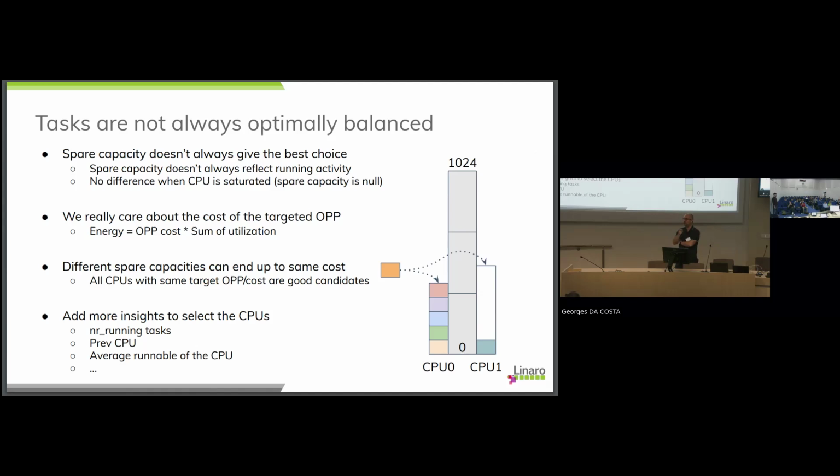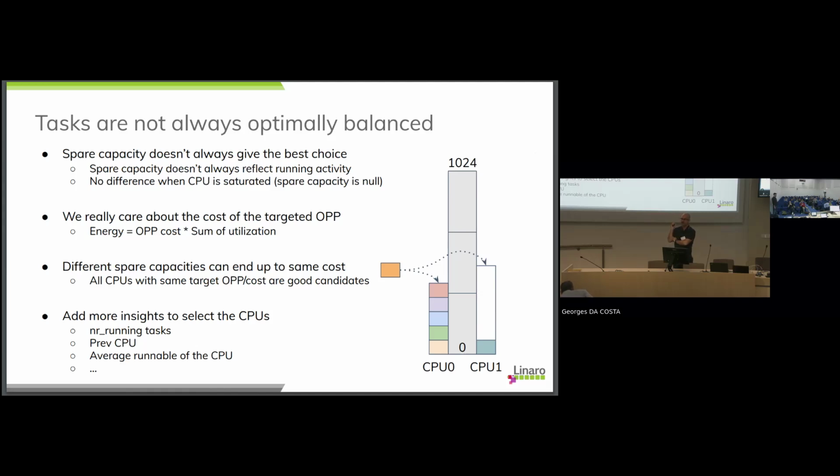Yes, I agree. But the point is that it's not always true. In fact, behind the spare capacity, you are looking for the lowest OPP and the lowest cost. But with the lowest spare capacity, you might still end up with the same OPP and the same cost. Yes, but by just selecting one CPU per cluster, per performance domain, things are faster, and so you just need to pick one. And that's an easy way to do it.